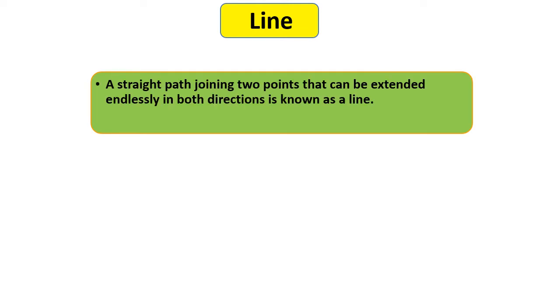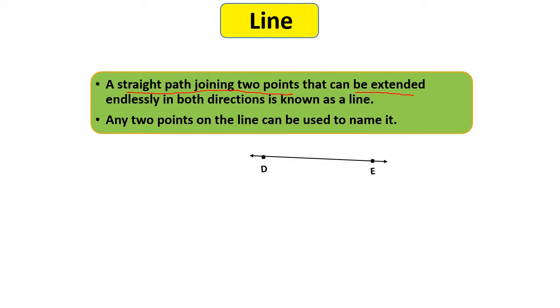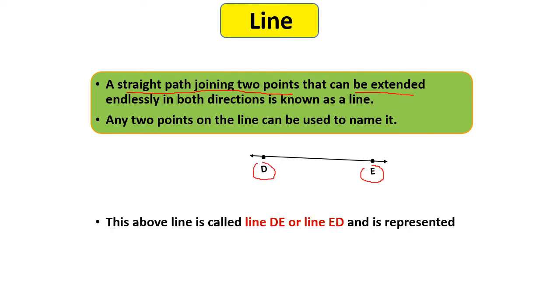Now, what is a line? Actually, when you join two points, you get a line. So you join a straight path between two points, and that can be extended in both directions endlessly. You can extend it to infinity. Then that type of representation is called a line. Any two points on that line can be used to name that line. So for example, look at point D and point E. Now I'm joining them, and after joining them, I'm extending in both directions endlessly.